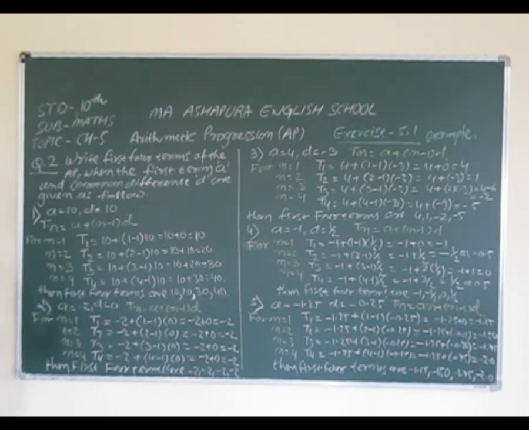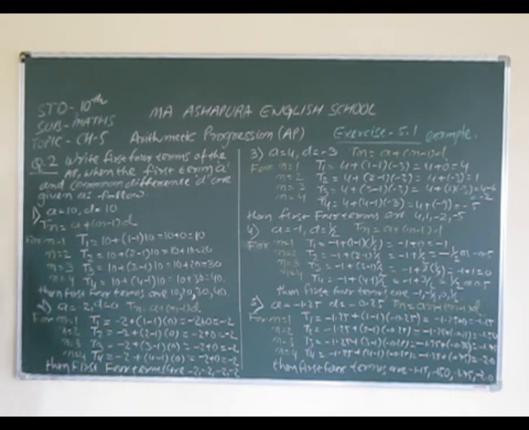For this the formula is Tn is equal to A plus n minus 1 into D. What is Tn? Tn is called the nth term, A is called the first term, n minus 1 is the difference of the terms, and multiply by D. D means common difference.